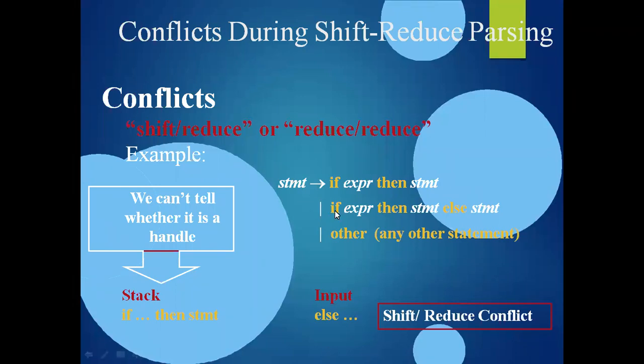From the given grammar, my top of the stack is if then statement, and my input is an else, right? If I want to shift or if I want to reduce, what to do? That means in the same entry, we have both actions to be performed. Then we get such conflicts. So we call them conflicts during shift reduce parsing. This is a simple concept.